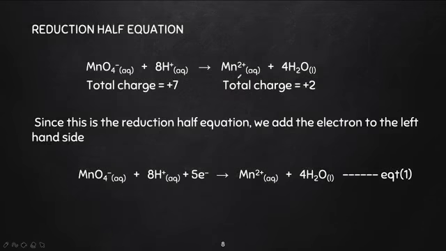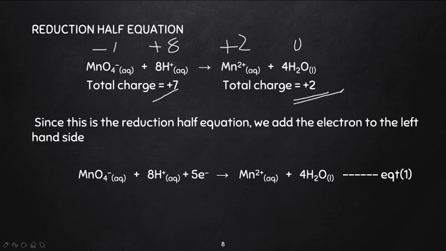Now let's look at the reduction half equation and the total charge. The manganate ion has a resultant charge of -1, and hydrogen has a charge of +8 because there are 8 hydrogen ions present. So the resultant charge on the left hand side is +7. On the right hand side, water has a charge of 0 because water is a stable compound and all stable compounds have a charge of 0, and the manganese 2 ion has a charge of +2. So we end up with a resultant charge of +2.